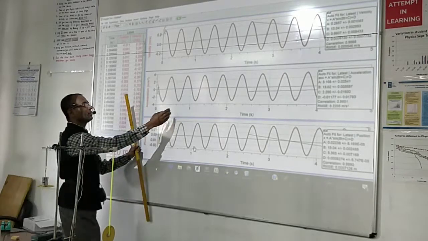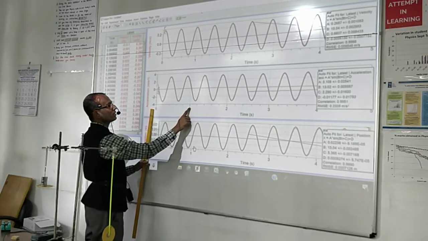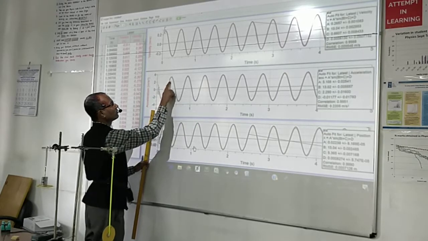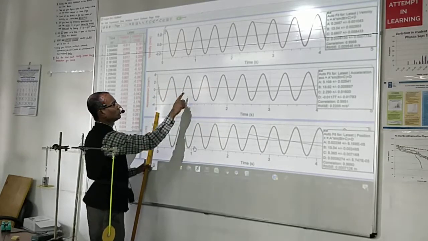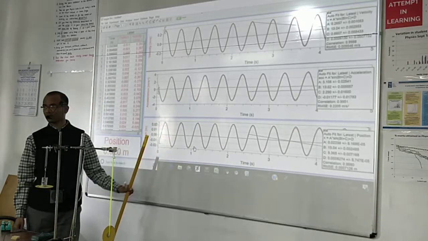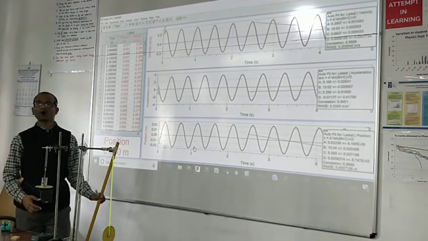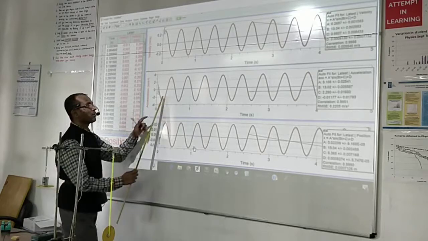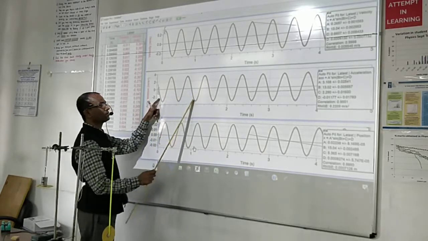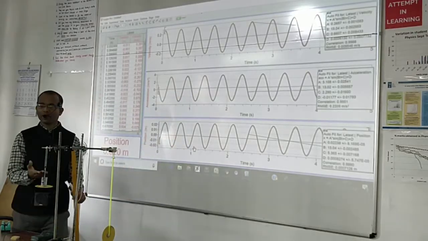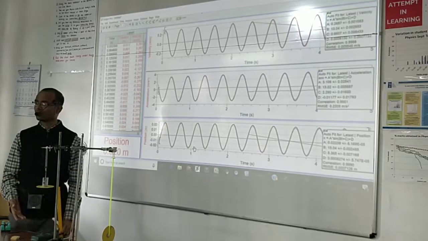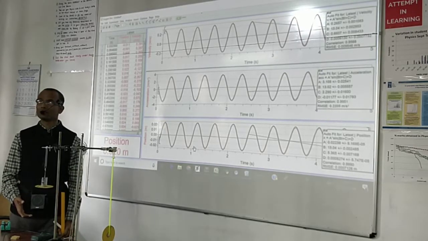If I want to make this, suppose in 1 second, right now I have almost 2 cycles in 1 second. Suppose I want to make it less. I want to have less than 2 cycles in 1 second. Make it oscillate slower. Smaller than string or weight? Weight should be more or less? Less.